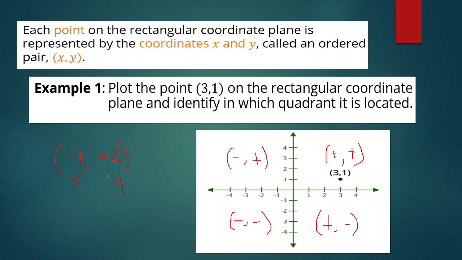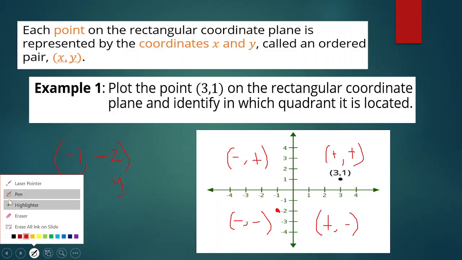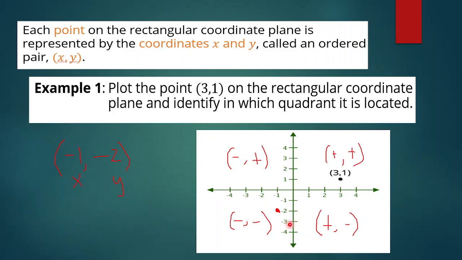So, since x natin is negative 1, we have to move to the left, right here. Okay? Since y natin is negative 2, we have to move down kasi negative. So, it's right there. And where is it located? It's on quadrant 3 because our x and y are both negative. Okay? So that's how you identify the quadrants, and at the same time, that's how you plot the points. Let's proceed with the next one.